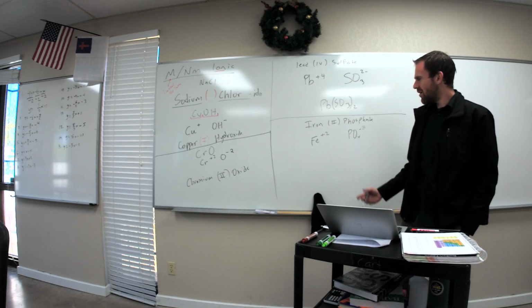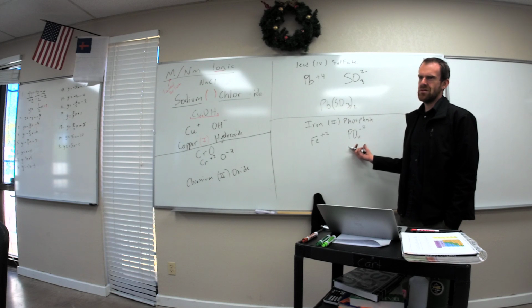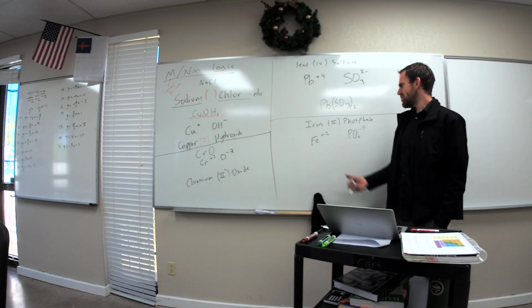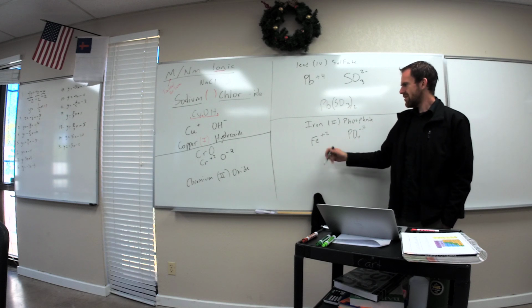So, how do I get this to balance? How many of these do I need? 3. How many of these do I need? 2. Why? Because 3 times 2 minus, 2 times 3 is 0. So I'll need 3 of these.